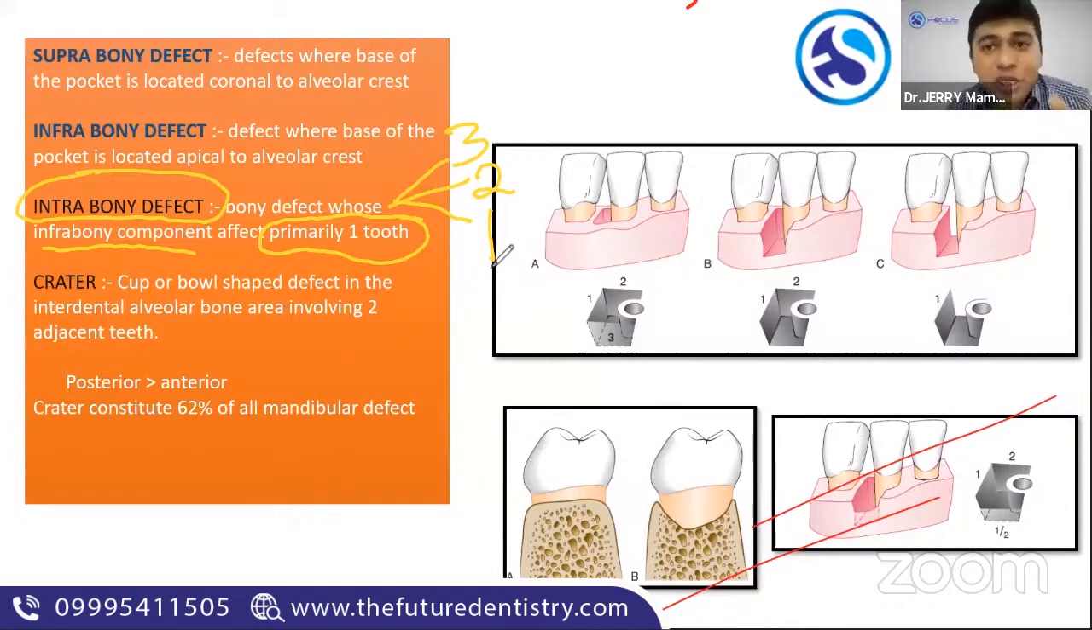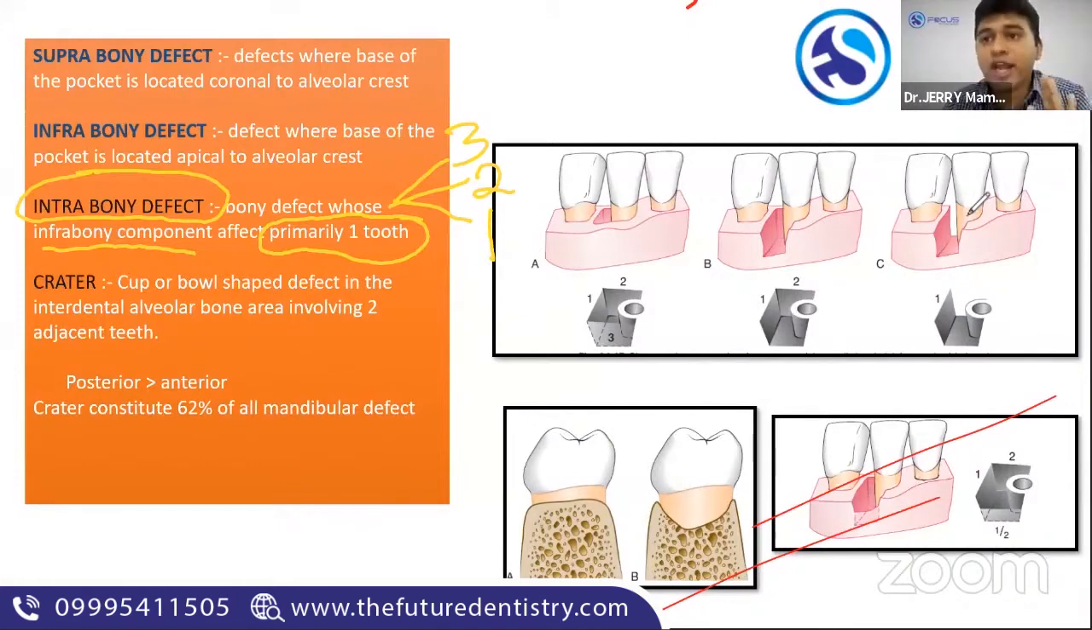So remember, in perio, we talk about preservation, try to preserve everything. So we are talking about what is remaining or what has been preserved after the bone has resolved. So three wall defects means it is the number of walls that are remaining after the defect or the lesion has occurred. Three wall defect means the number of walls that are remaining in the defect.